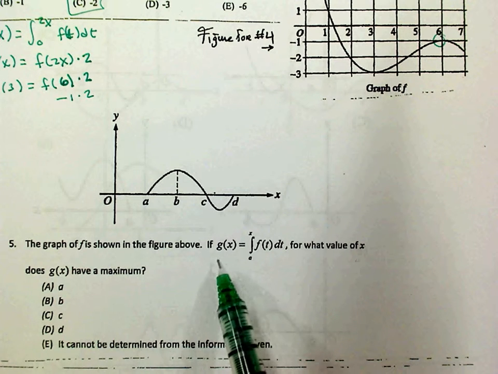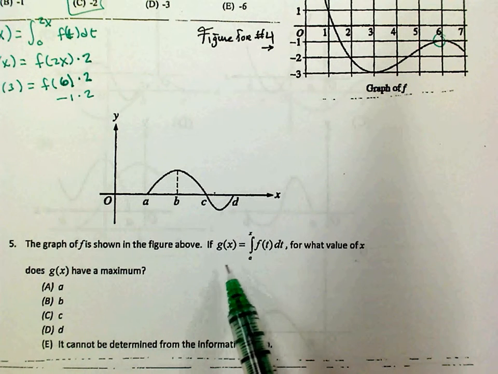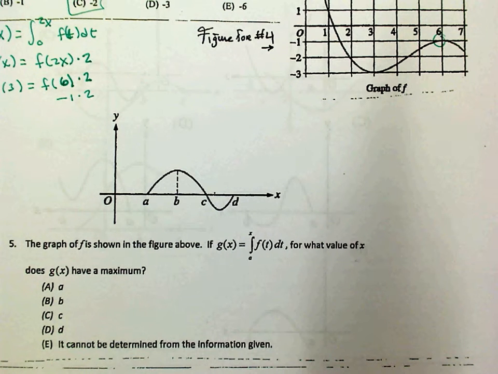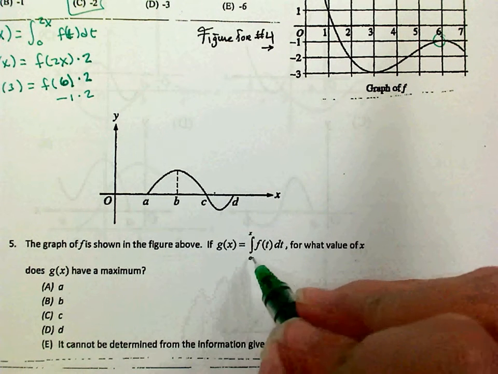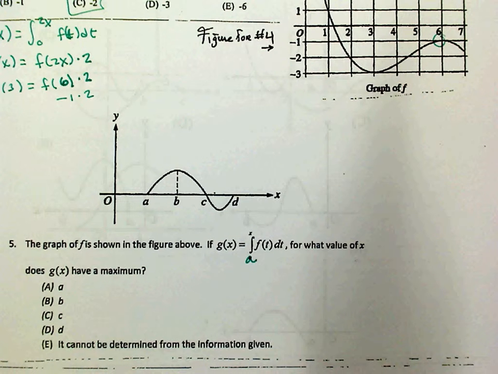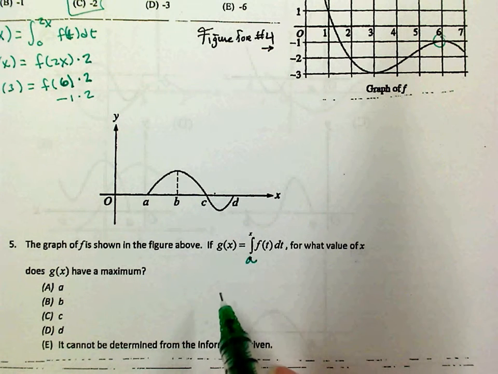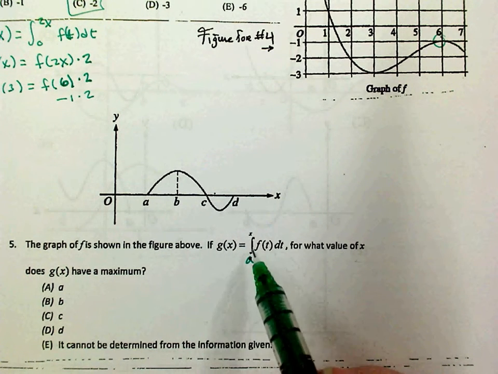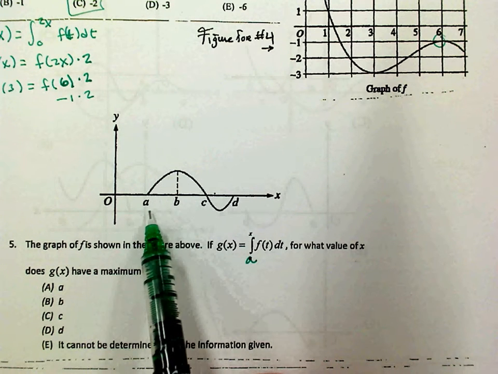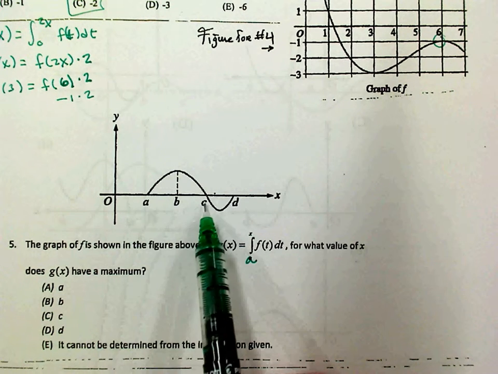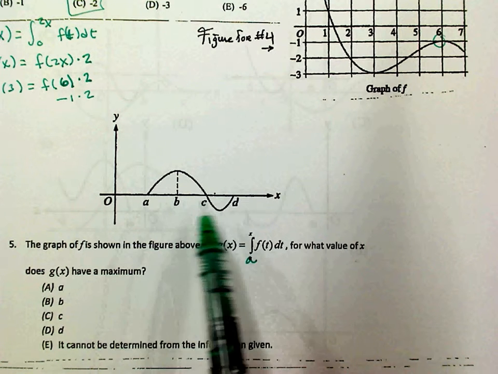G of x equals the integral from a to x of f of t dt. For what value of x does g have a maximum? A. Think about area, right? You can either think about this as area or as a derivative. One way to think of it is g is the integral, right? So if I do the integral from a to b, is that a positive number? If I do the integral from a to c, is it a bigger positive number? If I do the integral from a to d, what happens? You take away some area, right?